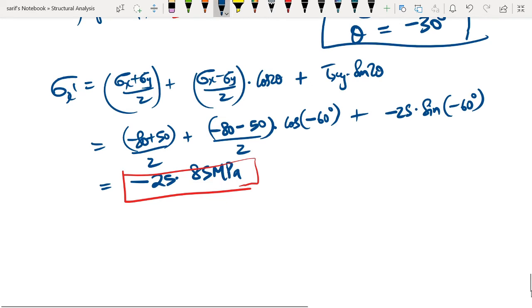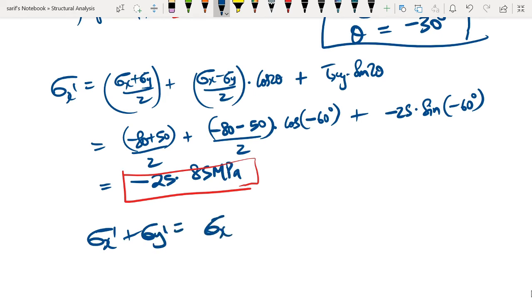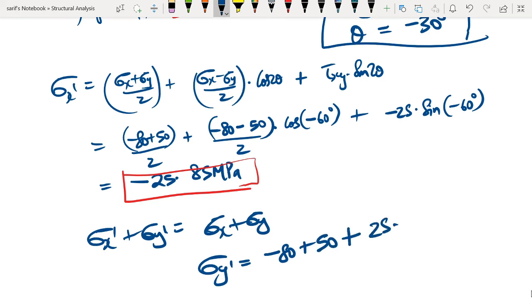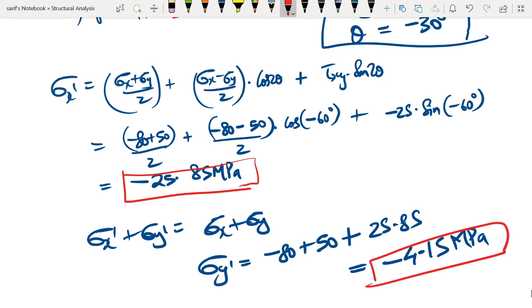Now the next thing is we need to get sigma y dash. To get sigma y dash, we use sigma x dash plus sigma y dash is equal to sigma x plus sigma y. If we apply this, we get sigma y dash is equal to minus 80 plus 50 plus 25.85. So if we do this, we get minus 4.15 megapascal. So that will be the value of sigma y dash. So sigma y dash will be minus 4.15 megapascal.